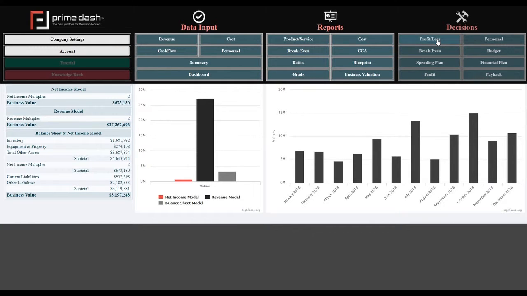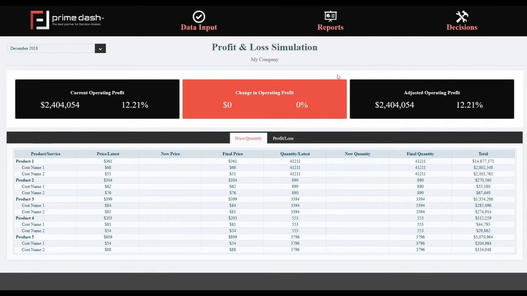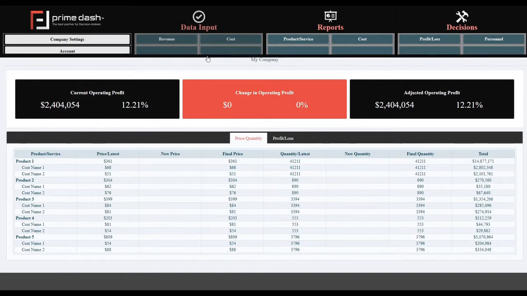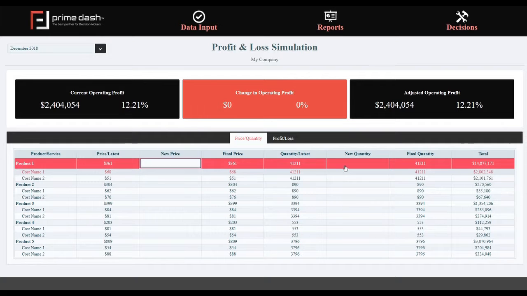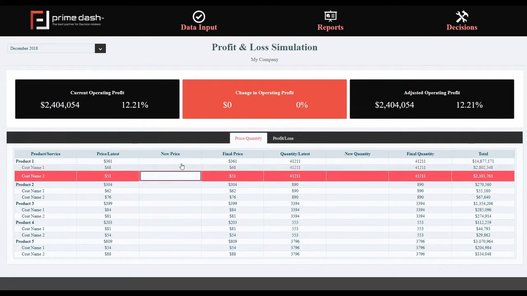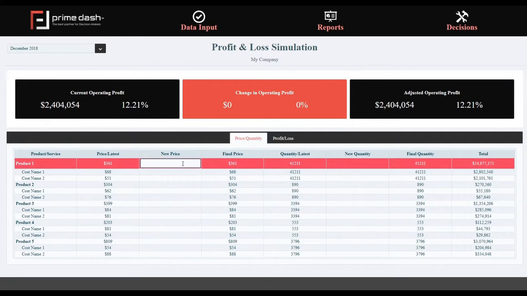Price Quantity Simulation. The price quantity simulation is an ideal tool to determine how changes in prices charged and quantities sold will affect the overall profitability of the company. Once the price charged and quantities sold are added under the revenue input module, PrimeDash picks up the latest period to enable the decision maker to simulate various scenarios until the desired profitability is reached for the next period.